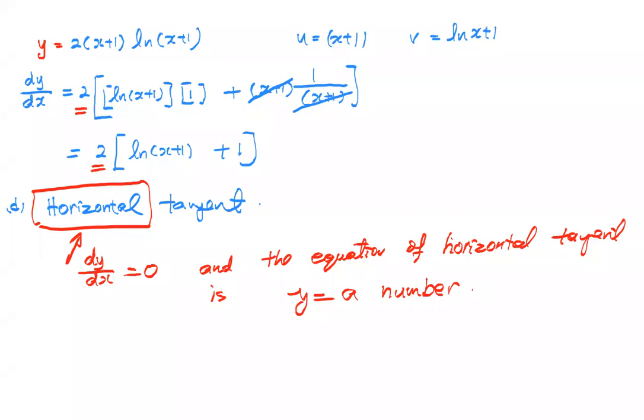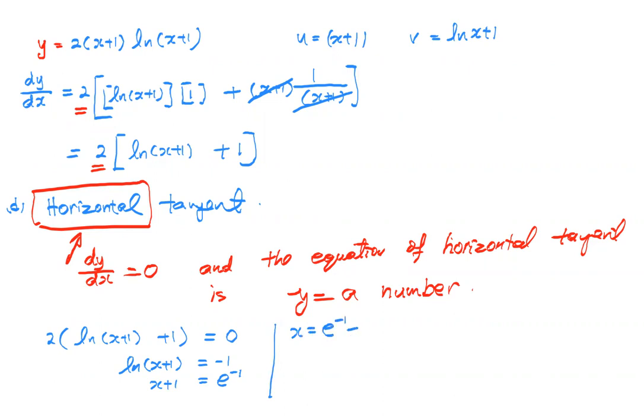Okay, so now I put my dy/dx equal to 0. There is 2 ln(x plus 1) equal to 0. 2 cannot be 0, correct? So my ln(x plus 1) equal to -1. So x plus 1 is equal to e to the power -1. Therefore, x equal to e to the power of -1 minus 1.